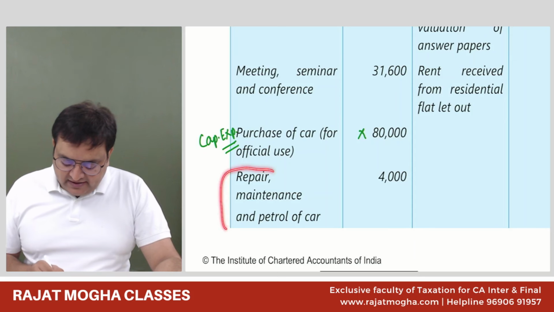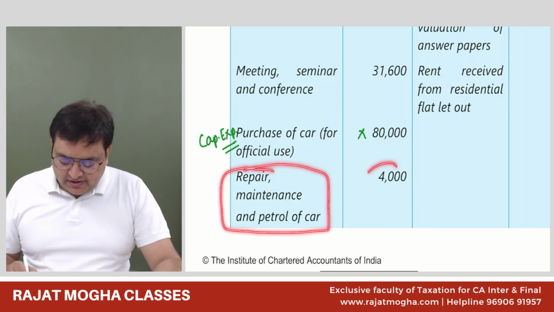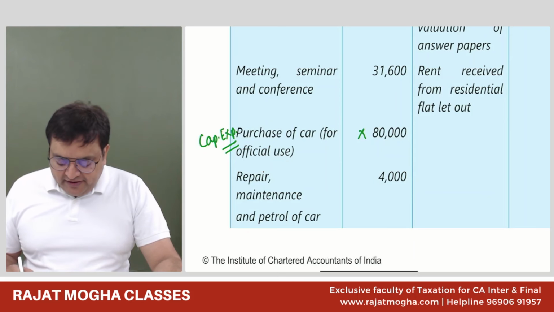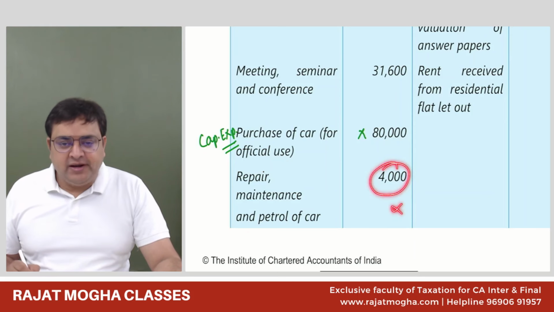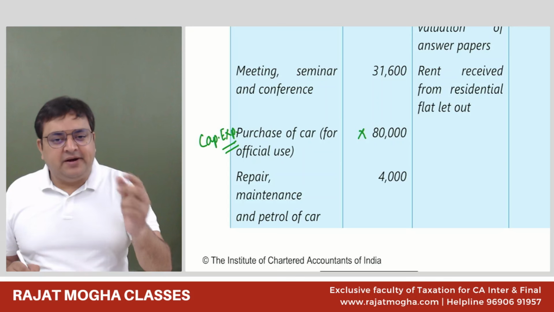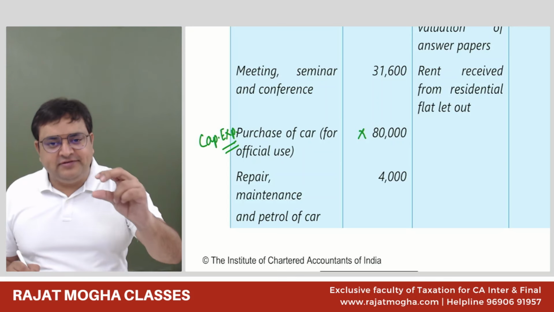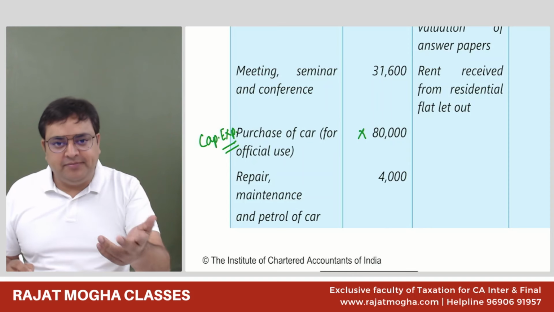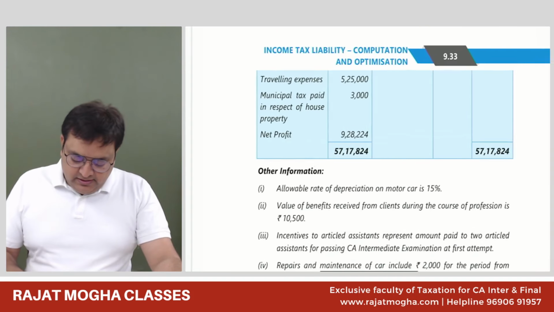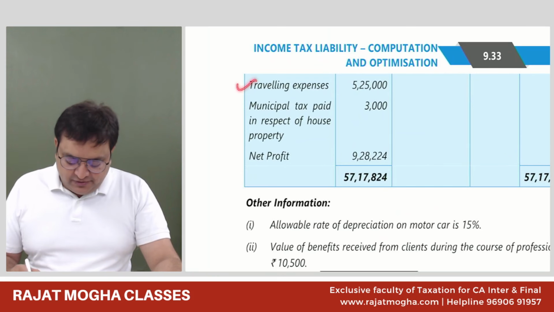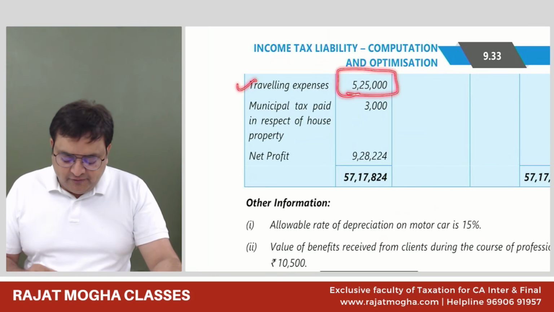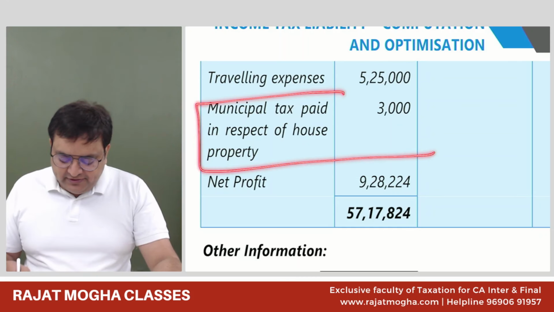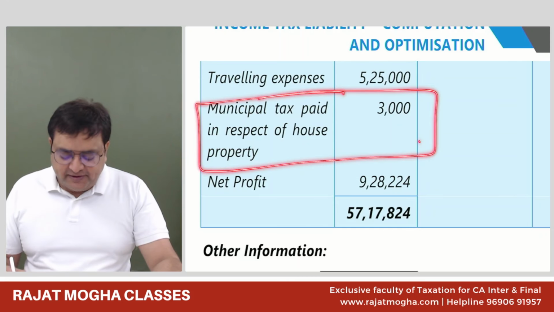Repair, maintenance, and petrol of the car. If it is for office purpose, then obviously it is allowed. But if it is for personal purpose, then it will not be allowed. If it is partly personal, partly official, then only official expenses are allowed. The personal expenses portion will not be allowed. Simple. Traveling expenses, if it is official travel, obviously we will allow. Tell me about this: municipal taxes paid in respect of house property.